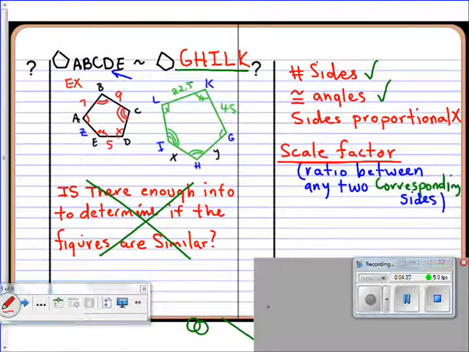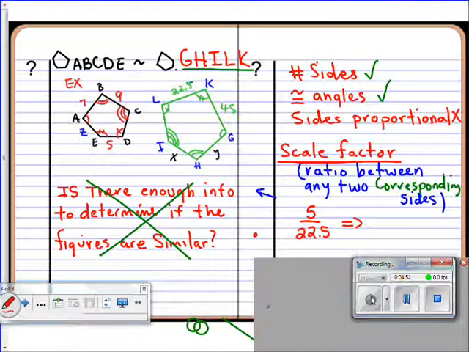Now ED, which is the same as DE, corresponds to LK. So let's go find LK. And LK is 22.5. So I write a ratio between those, and that represents my scale factor.